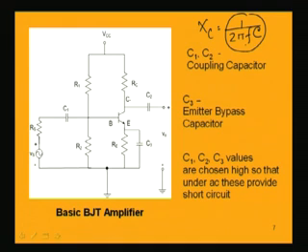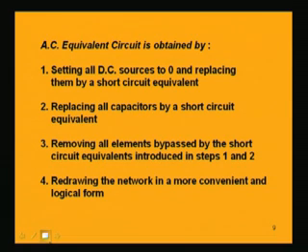In order to draw the AC equivalent circuit for this amplifier, the first thing is that we must make all the DC sources 0, that is, short circuit the DC sources, because we are not interested in DC voltages, which are only for biasing, and we are now concerned about amplification of the AC signal. So VCC, which is the only DC voltage available here, is to be made 0, or short circuited to ground. So the AC equivalent circuit is drawn by first setting all the DC sources to 0 and replacing them by a short circuit equivalent.